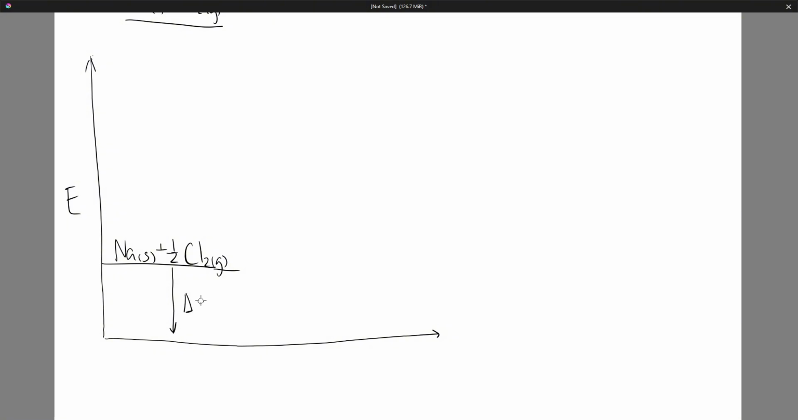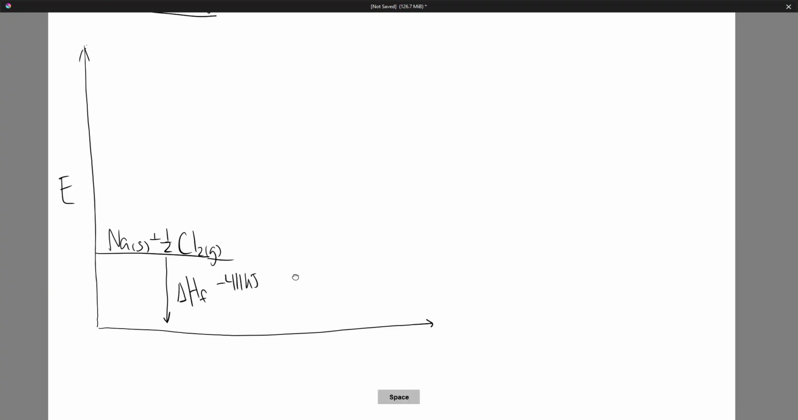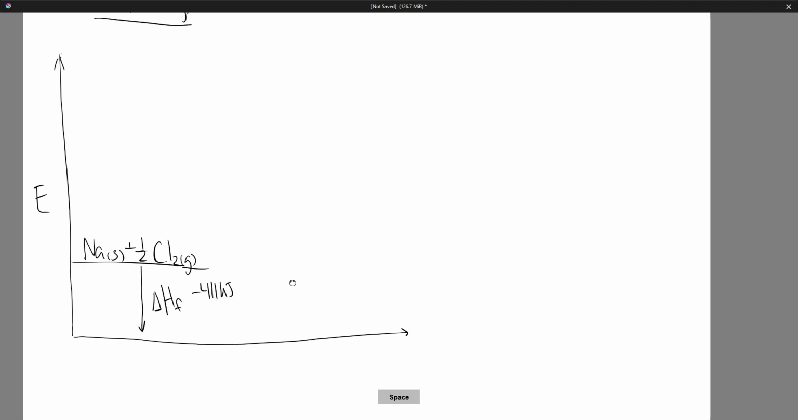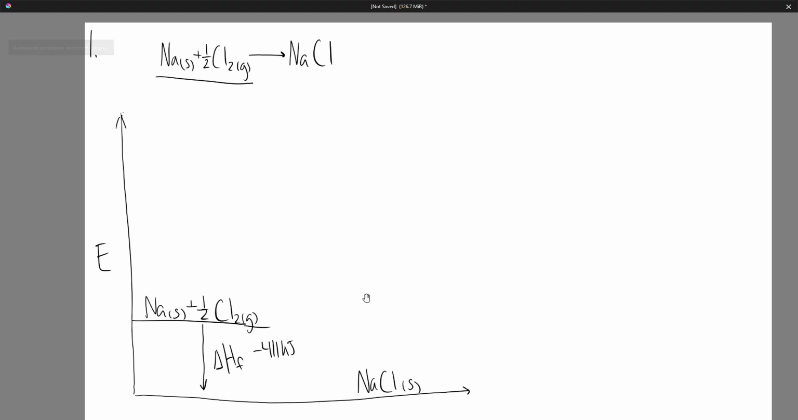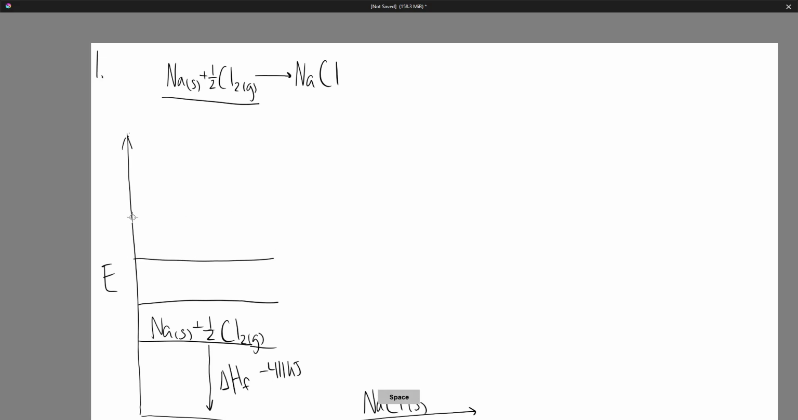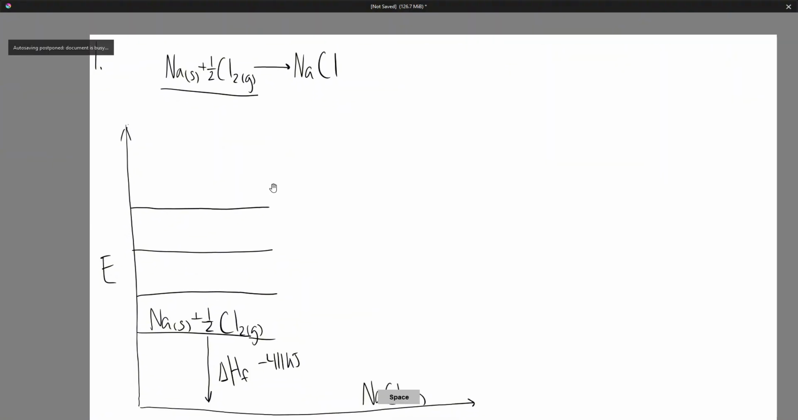And here you bring it down right here. This is going to be your heat of formation, which is given to you. It's negative 411 kilojoules. And here is going to be your final product, so just NaCl. So you want to work up towards that. You should be comfortable with the Born-Haber cycle at this point, and if not, you should look at your past exams since that was covered in past exams.